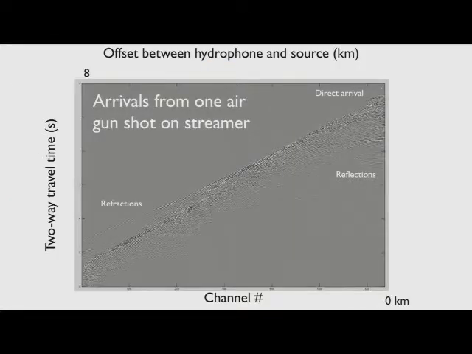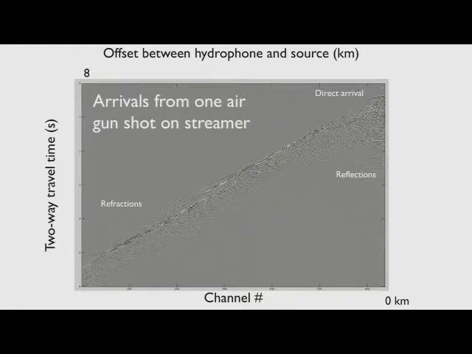All right, so just as an example, if we were to go out, this is off of Costa Rica actually, and set off our sound source and record it, in this case on an 8-kilometer streamer, then this is sort of what we would see. So the very first thing is we're looking in two-way travel time and distance from the source across this whole streamer, which is as long as 8 kilometers. And so the first thing to arrive is sound traveling straight through the water and arriving on your streamer. So this is the direct arrival.